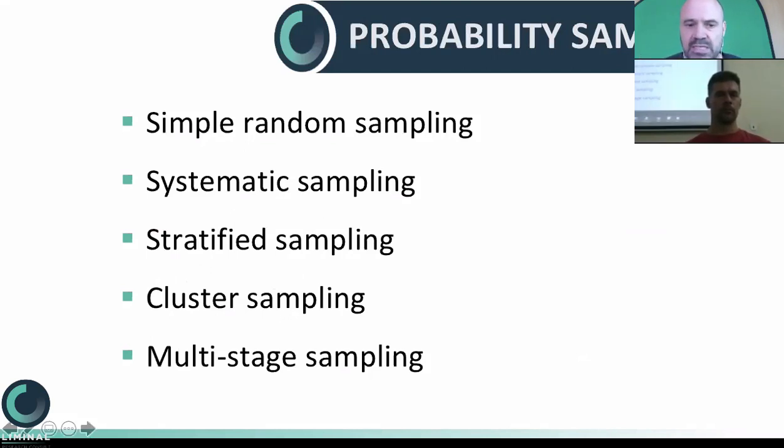Say like in a city, you have north, west, east, and south, and you have different clusters, and you make sure you want to have enough in each of the regions. Okay. And then you get multi-stage sampling.